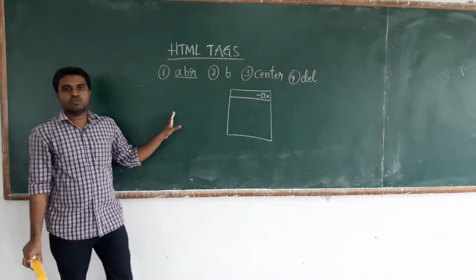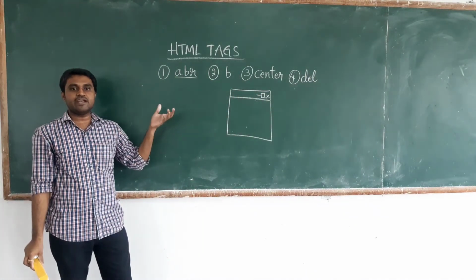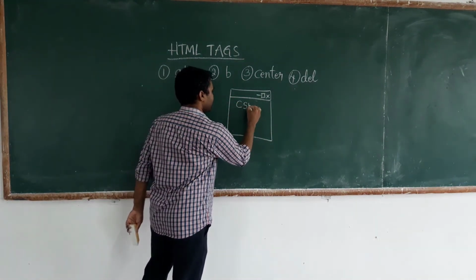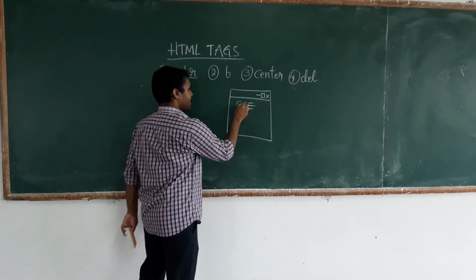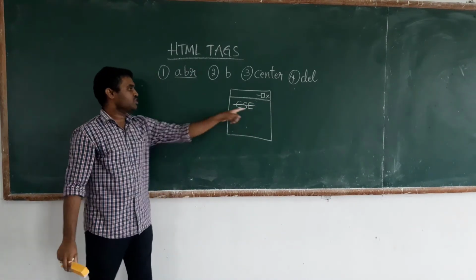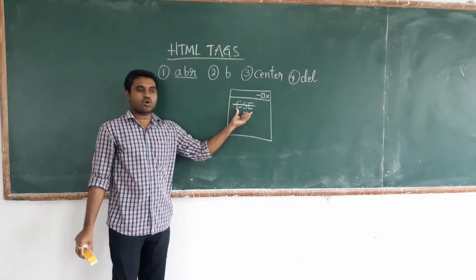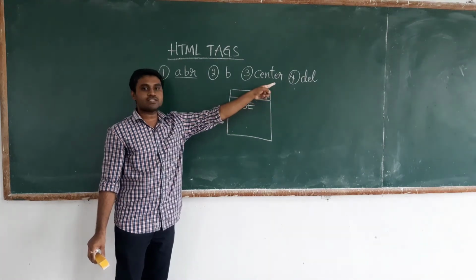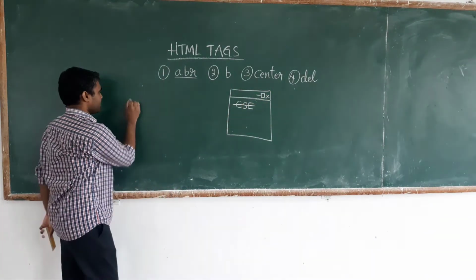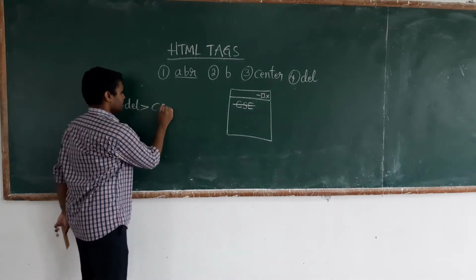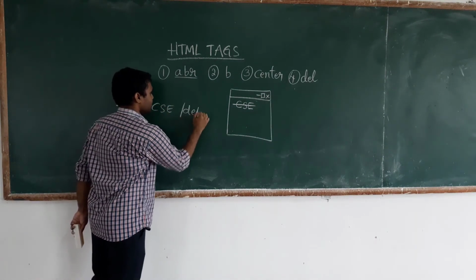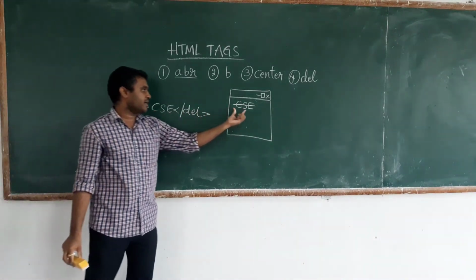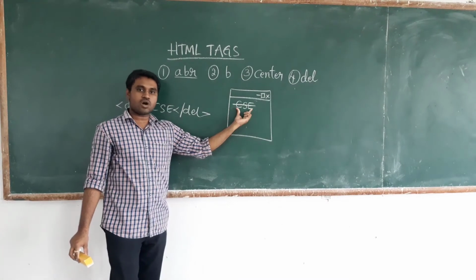Next, the fourth one, the DEL tag. The DEL tag is used to display deleted text. Let us say, for example, I want to display CSE with a line passing through this text. This is called line-through text or deleted text. If you want to display this kind of text, you have to use a tag called DEL. So I can write a statement like this: <del>CSE</del>. If you write a statement like this, then the text CSE will be displayed like this. This is called line-through text or deleted text.